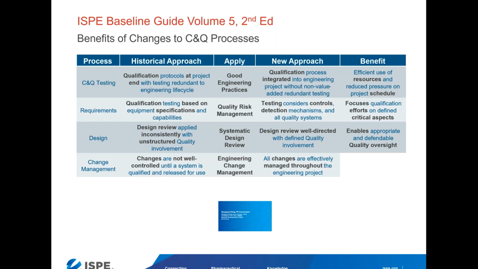As a result, all changes are effectively managed throughout the engineering project under the auspices of engineering change management. The benefit is that it prevents the need to perform redundant testing at project end because changes have not been well managed, well documented, with any impact to critical aspects assessed and addressed.